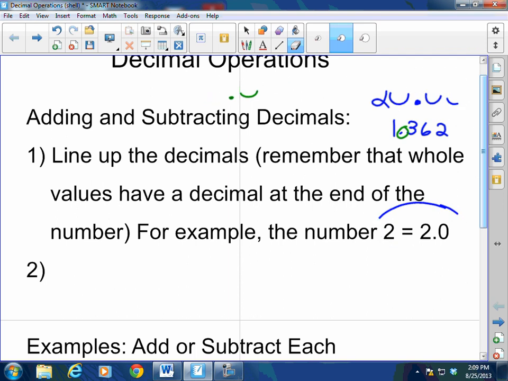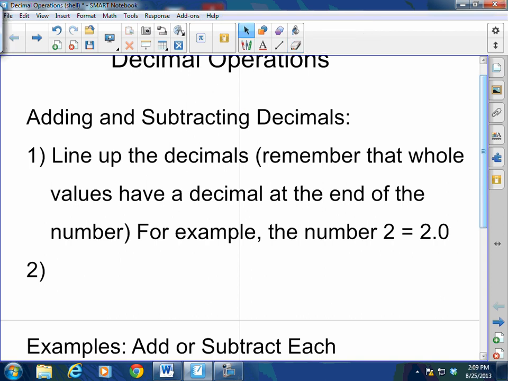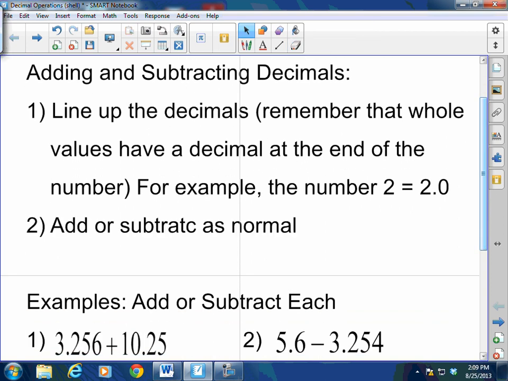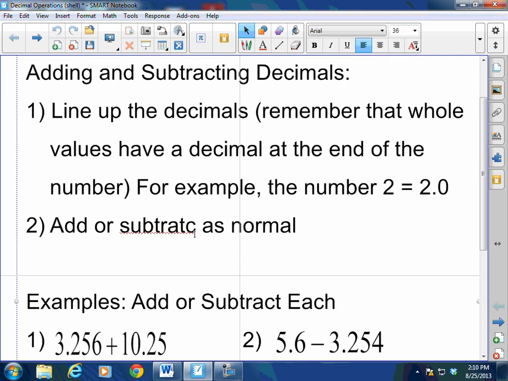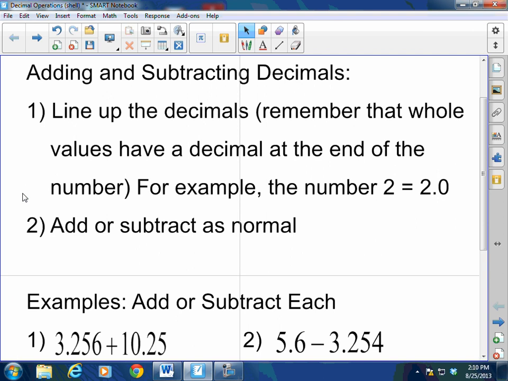All right. Let's get rid of this. Okay, number 2. Very simple. Once you have lined up the decimals, go ahead and add or subtract them. Sorry about that. So yeah, once you go ahead and line up the decimals, please go ahead and add or subtract as normal. Make sure you carry down that decimal though, okay?